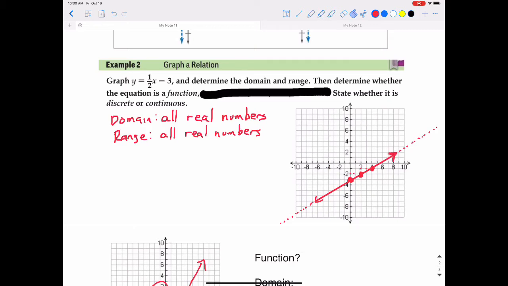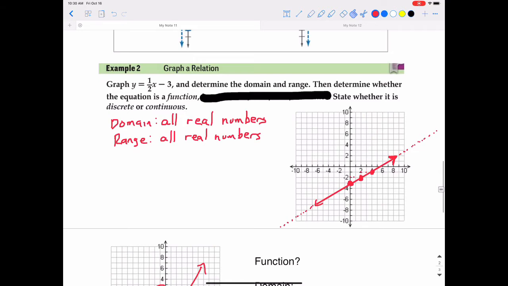What type of function is it? Is it discrete or continuous? Well, it is not a series of interconnected points. It is a straight line, so it's continuous. So this is a continuous function.